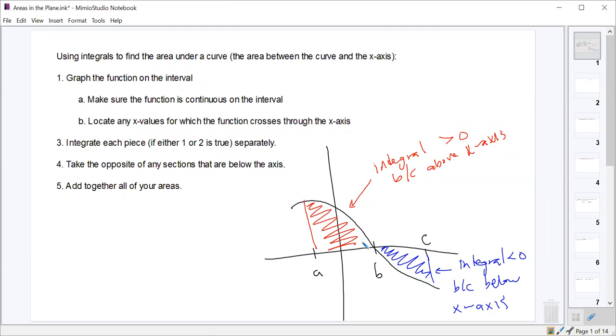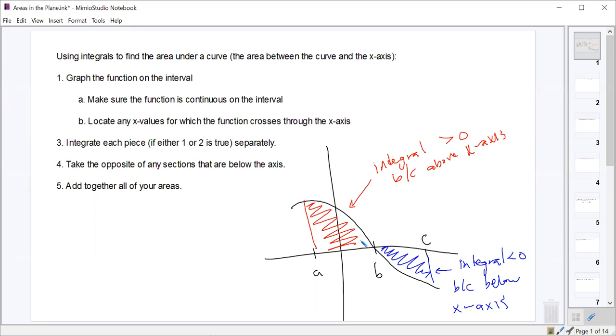Right, so if we were to find the area between the x-axis and this curve from A to C, we would have to split it at B and integrate from A to B, and then integrate from B to C, and the part from B to C we'd have to take the opposite of. We can't just integrate from A to C because then you'll get some positive and some negative and it'll cancel out and you'll get some very small value for your area. Does that make sense to everyone? Yeah. Cool. So that's the basic idea of what we're going to do today.